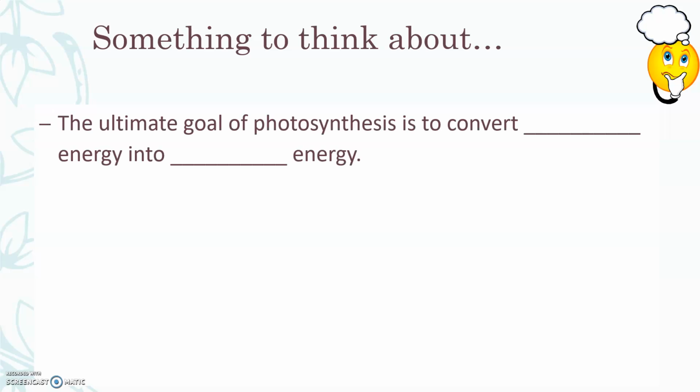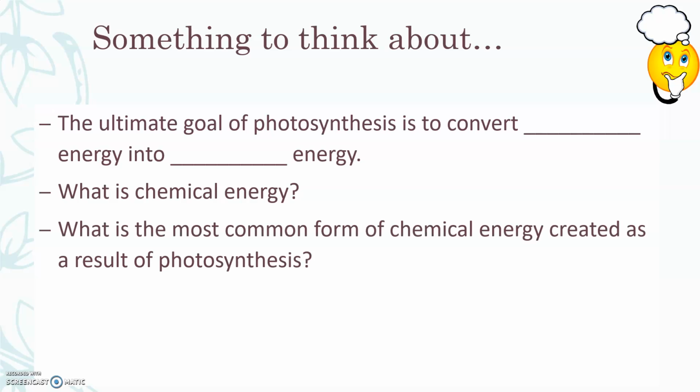So last week we learned that the ultimate goal of photosynthesis was to convert light or solar energy into chemical energy. Today we're going to talk a little bit more about what chemical energy actually is, but it's basically the energy that is contained within covalent bonds of molecules.